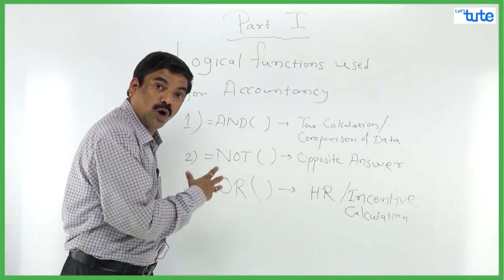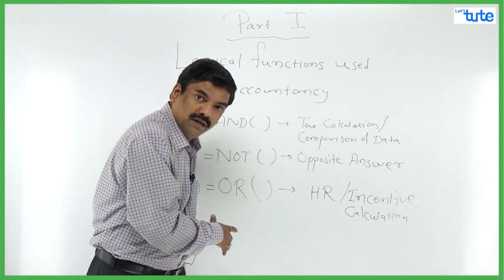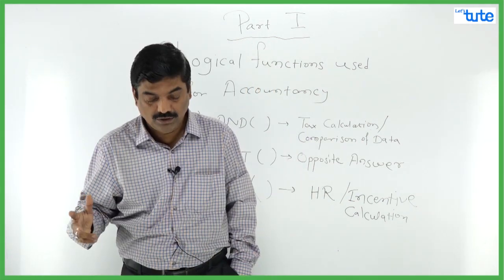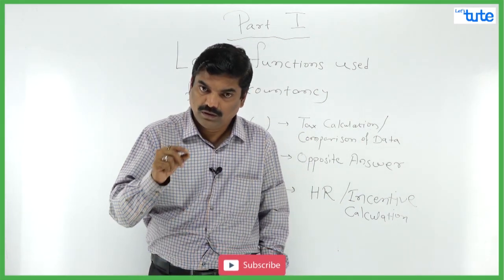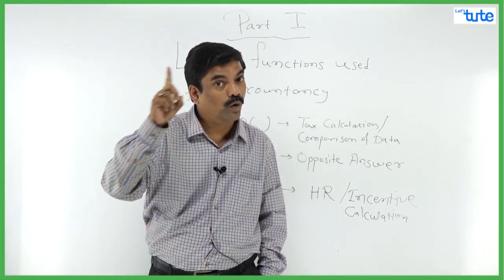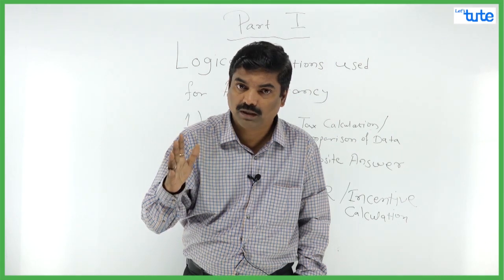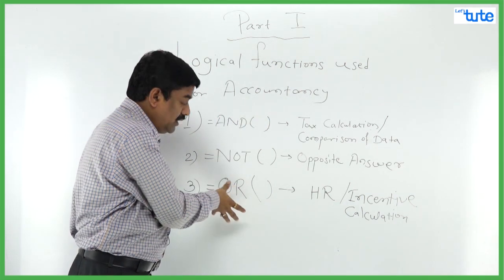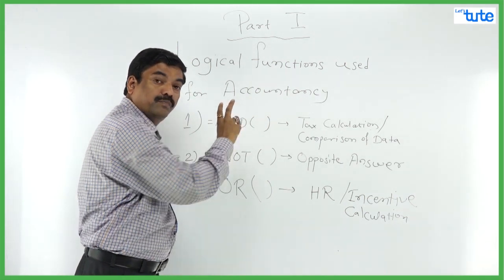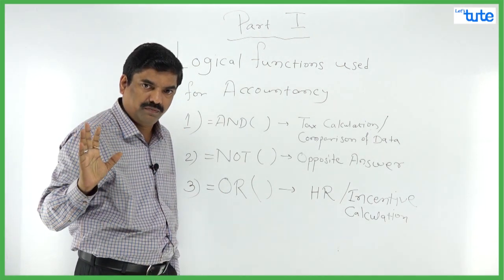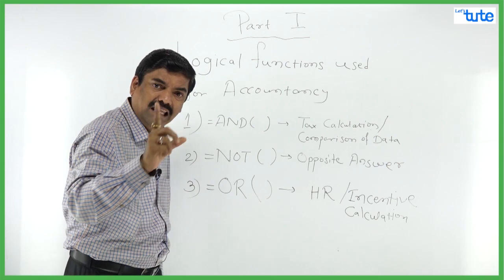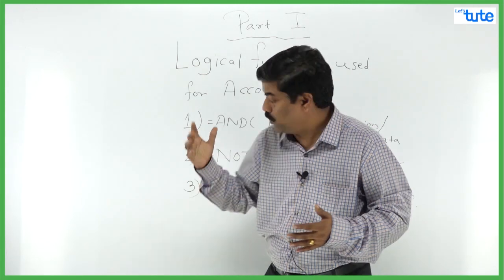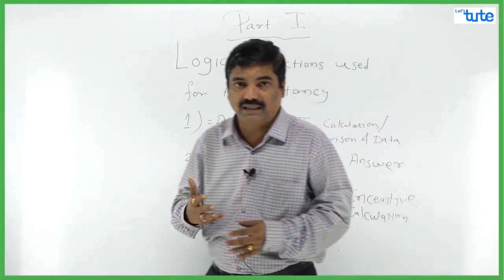And the third one is the OR command. OR command means any one condition should be satisfied. If you are given 2 conditions, either both conditions should be satisfied or one condition, then your answer becomes true. Please note that there is a difference between AND and OR command. In AND command, both the conditions should be satisfied. In OR command, any one condition should be satisfied. We will practically understand how to use these commands in Excel.